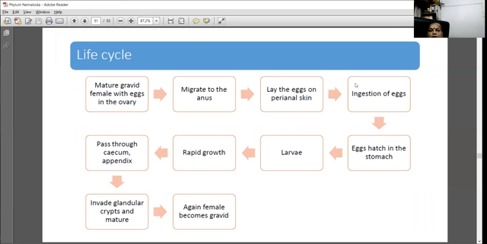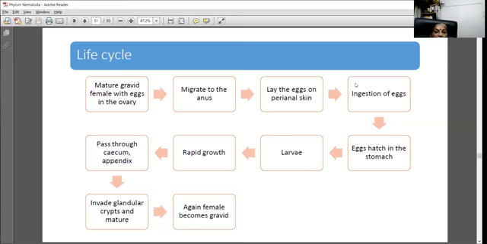Now the life cycle is very, very simple. Just see. The mature gravid female with eggs in the ovary migrates to the anus of the infected person and lays eggs on the perianal skin in the night. It does not happen during the day. It is only when the infected person is at rest, in a relaxed position, that the eggs are laid on the perianal skin.